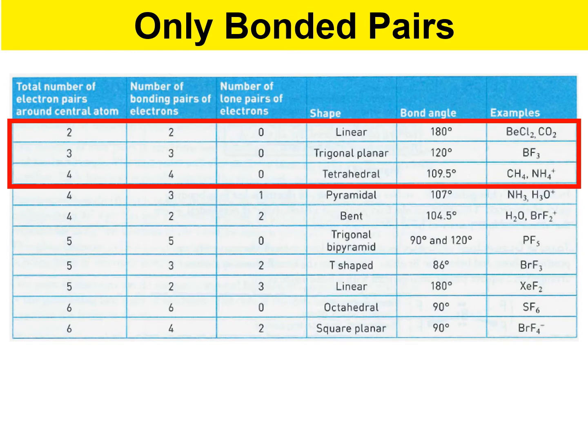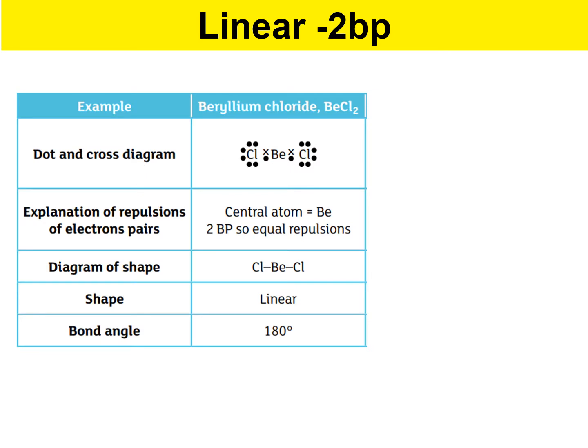We're going to start by looking at molecules that only have bonded pairs of electrons, and there are some examples that are named in your specification. The first example is a molecule where there are only bonded pairs of electrons, and the example is beryllium chloride. The central atom beryllium has 2 bonded pairs of electrons, and these will all repel each other equally to form the linear shape. The bond angle in this case is 180 degrees.